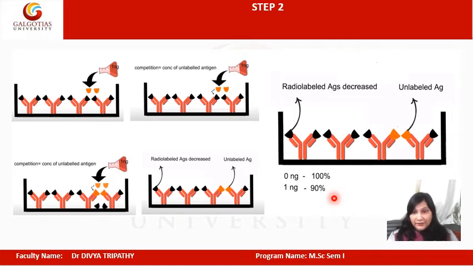So this is the second step. I am just repeating. We have added a 1 nanogram per ml solution of unlabeled antigen. This antigen will compete with the labeled antigen, and this unlabeled antigen will be removed after washing. Then we will check the radioactivity of the microtiter plate and find that the radioactivity of this plate has decreased by 10%. Now the radioactivity of this plate is 90%. This means after adding 1 nanogram of solution, the radioactivity decreased by 10%.